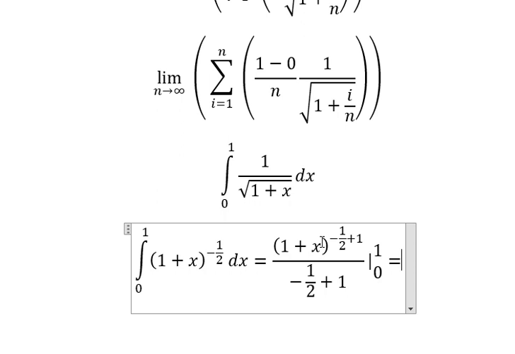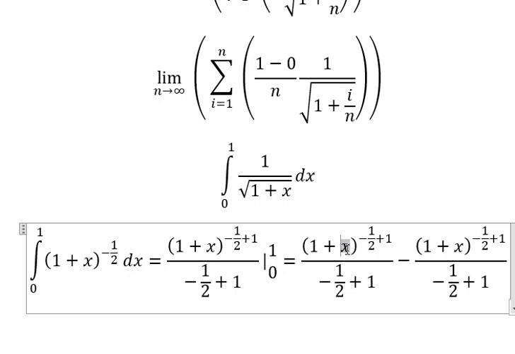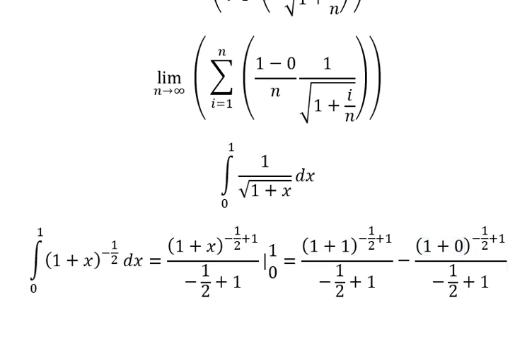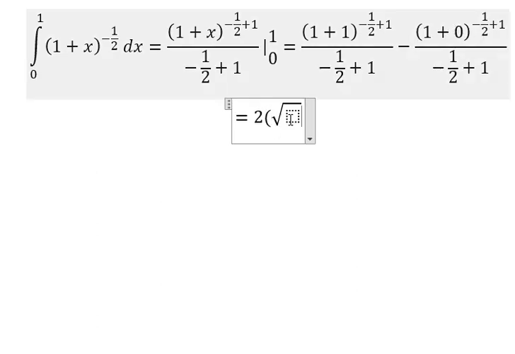So we put number 1 and number 0 in here. If we simplify it, this is the final answer: 2 times the square root of 2 minus 1.